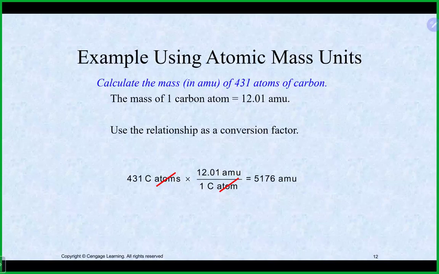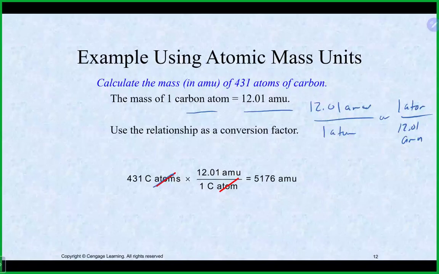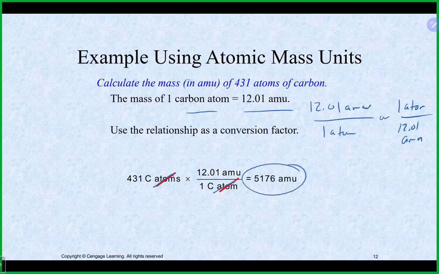So as we see there, 12.01 AMU in one atom. That will give you your two conversion factors that you could use in the calculation. 12.01 AMU in one atom of carbon, or you can flip it around and do the atom up on top. So once again, if we want to know the mass of 431 carbon atoms, we can use the AMU from the periodic table, and we'll end up with something like 5176 in this case.